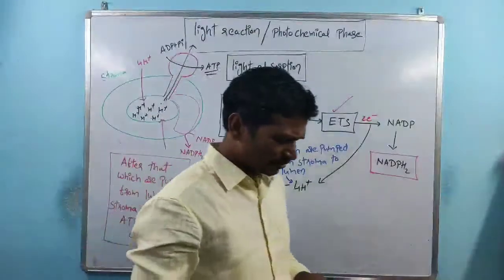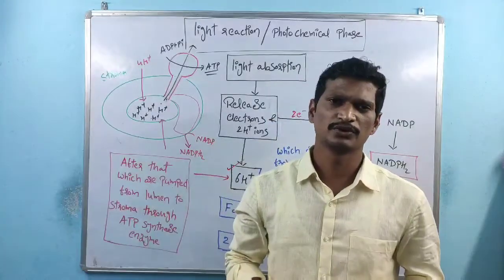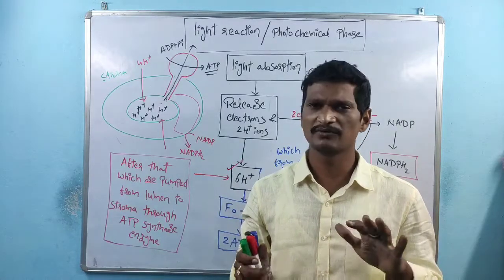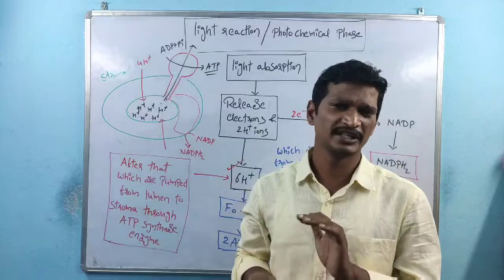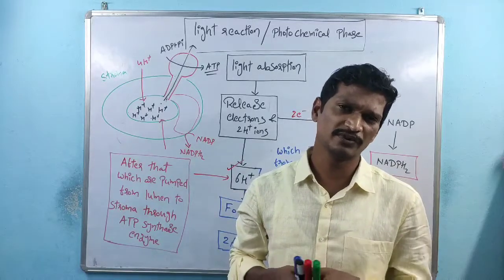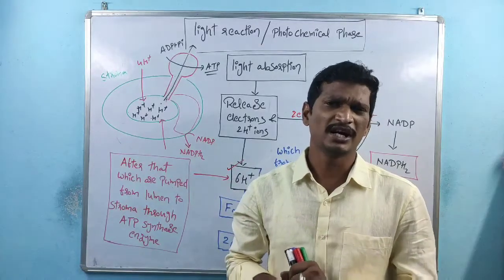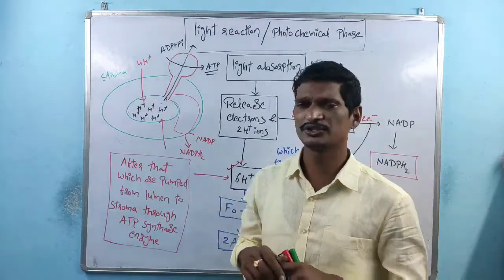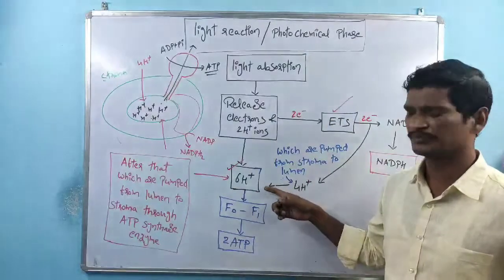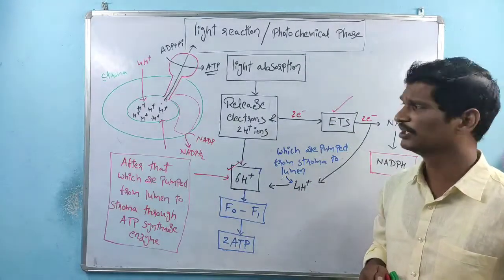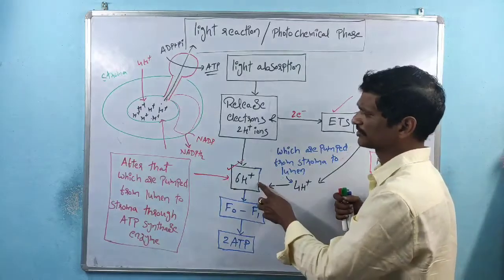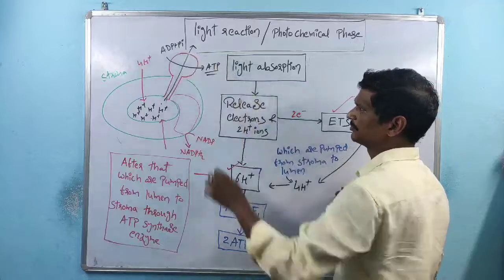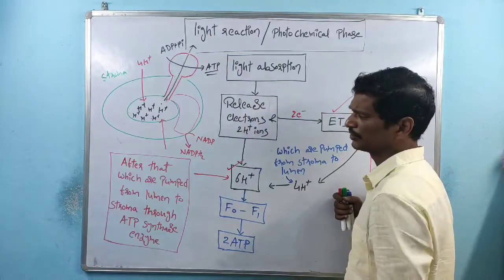Remember, mitochondrial ATP synthesis is different from chloroplast photosynthesis. In mitochondria, the energy produced is utilized for cell functions, but in chloroplast, the ATP produced is only utilized for the photosynthesis process. And in mitochondria, 2 H plus ions equal 1 ATP, but in photosynthesis, 3 H plus ions equal 1 ATP. So the 6 H plus ions inside the lumen are transported through the ATP synthase enzyme, finally producing 2 ATP molecules.